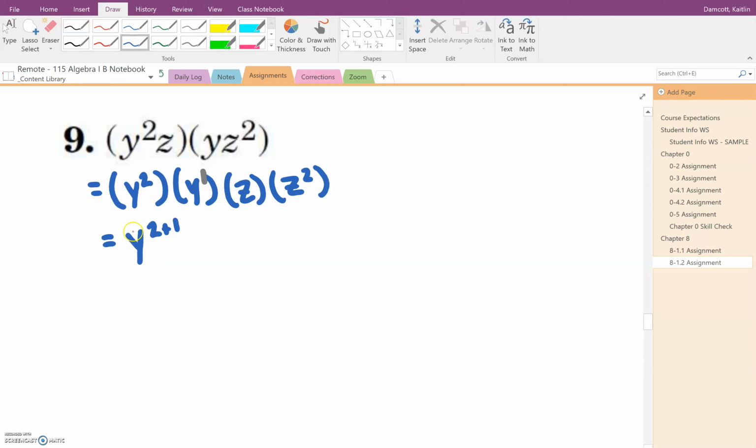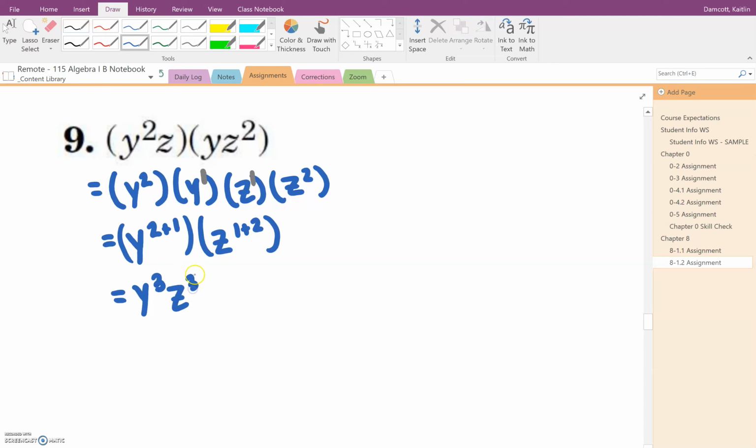So that's our y stuff, and then we want to do similar for the z, so the base stays the same, and then the z has no exponent, so again, it's just a phantom 1, and then we have a 2 for our exponent on the second one. So we've got 1 plus 2 for this one. All we have to do is simplify now. So keep the base, so y. 2 plus 1 is going to give us 3, and then z, we've got 1 plus 2, so we've got 3.